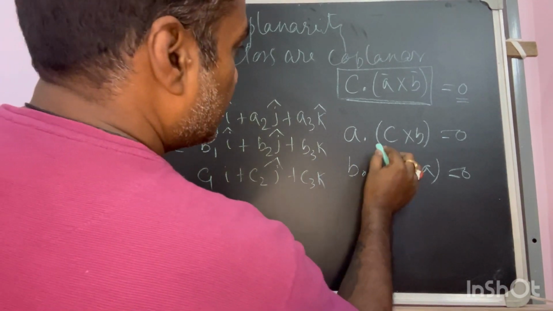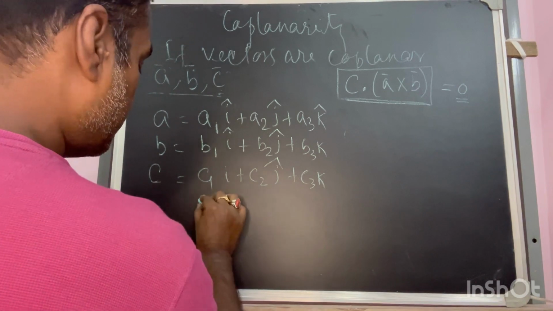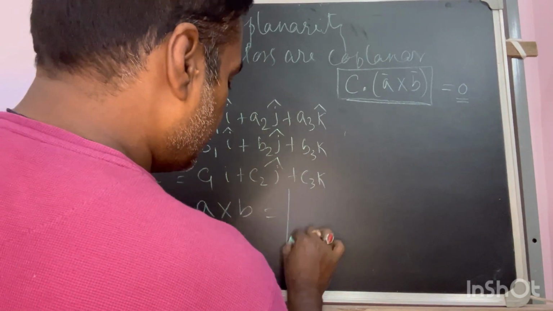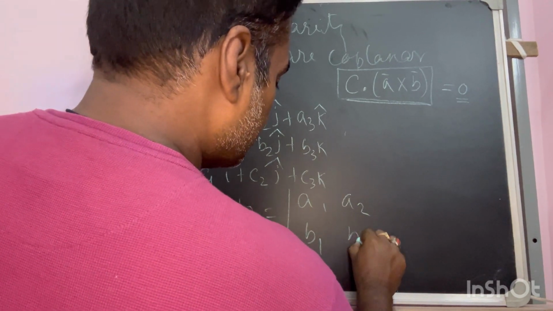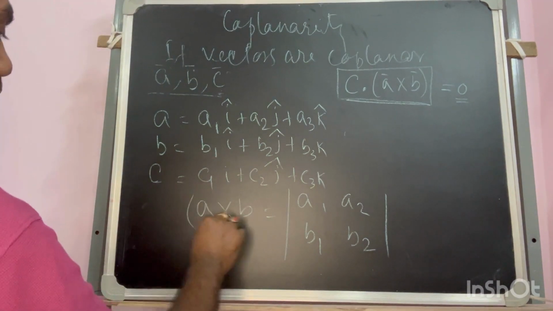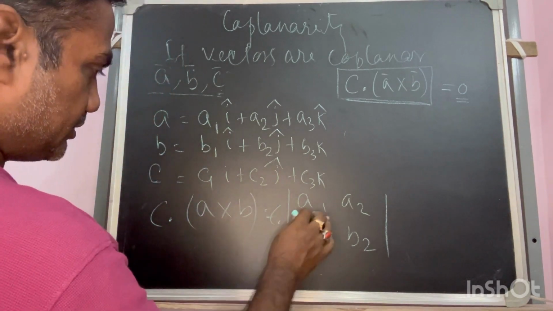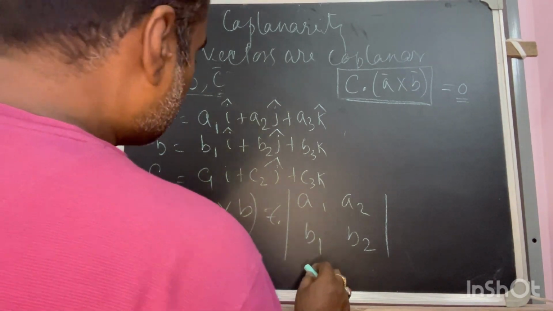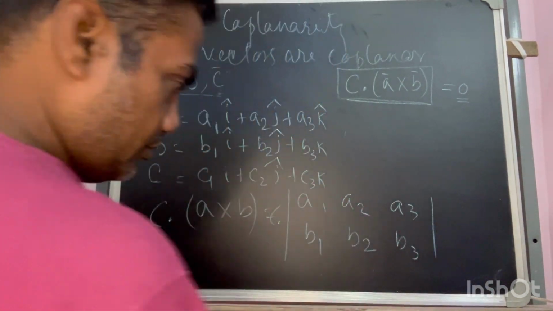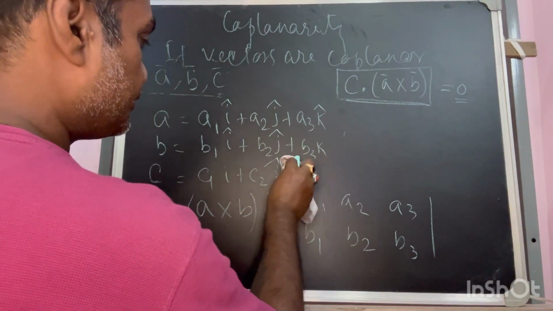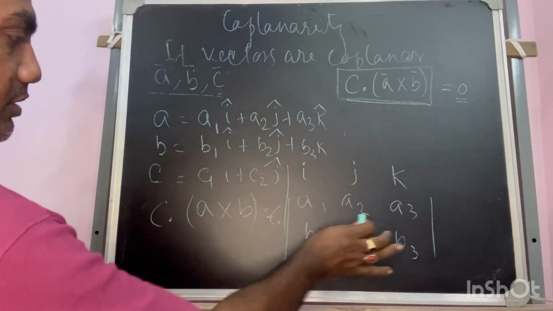Now, if I take just this one, forget about the other two, A cross B. So what is your A cross B? The cross product of that will give A1, A2, B1, B2. Okay. Now if I do C dot with that, I have to take the third component also, B3. That will be like that only, where the first row will come as I, J and K. This is the result of the cross product.